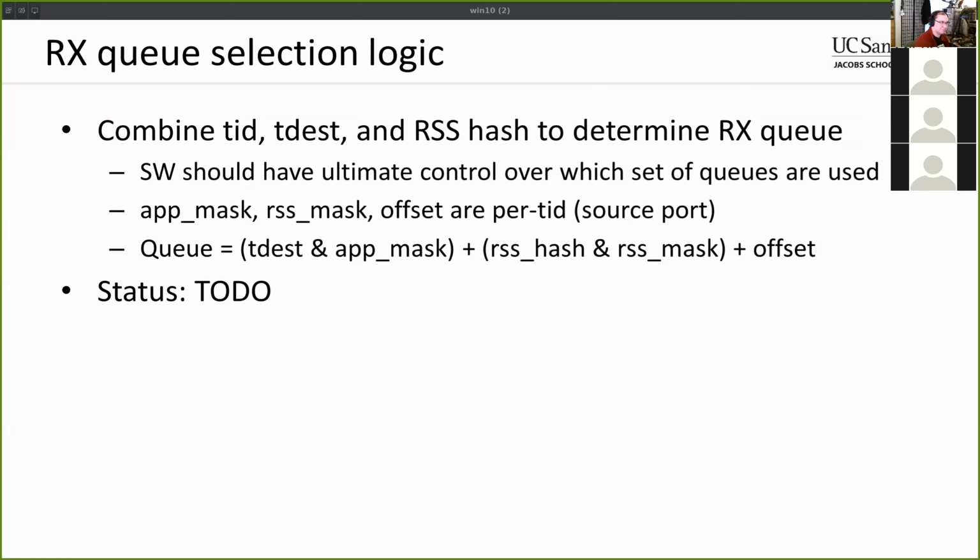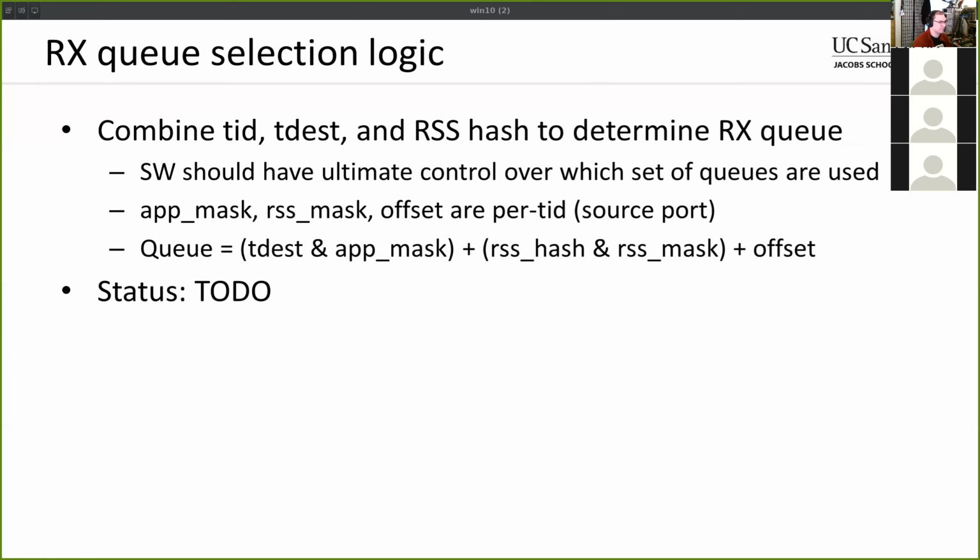My thought is to do this in a pretty simple way, where we take the TDEST value from the application and mask that off with a bit mask. Then we take the RSS hash, mask that off with a bit mask, and then take an offset and add all those up, and that'll give you the destination queue ID. In this way, you can offset each port by a fixed amount, and then you can provide a little window that the application logic can use and that RSS can use to determine the queue.